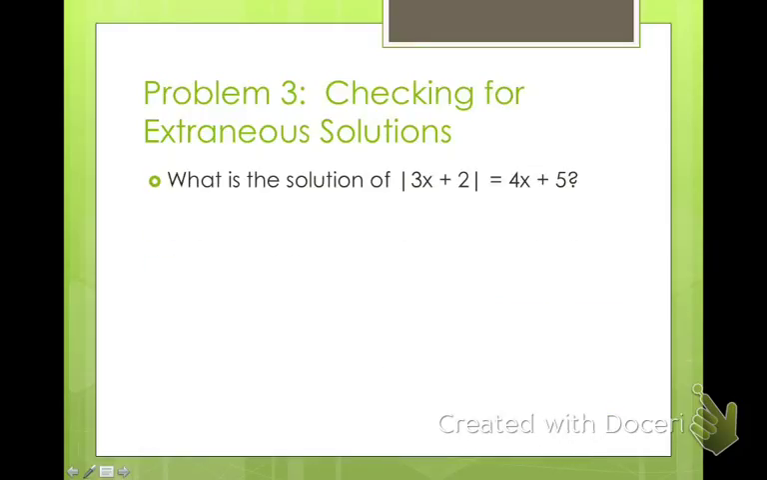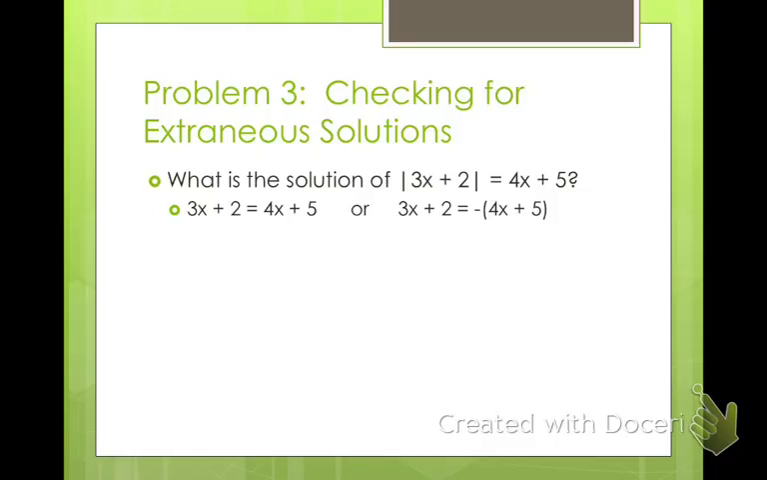Alright, now here we're going to start having extraneous solutions. So we're going to solve these just like we did the other ones, except some answers are not going to be acceptable answers when we try them. Okay, so we don't have anything to get rid of with the absolute values. So we're just going to go ahead and set up our two separate equations. So get rid of the absolute values.